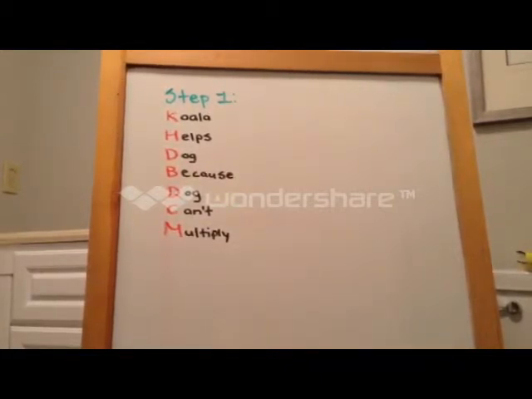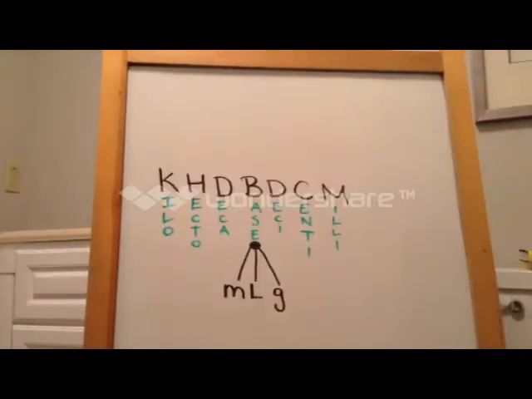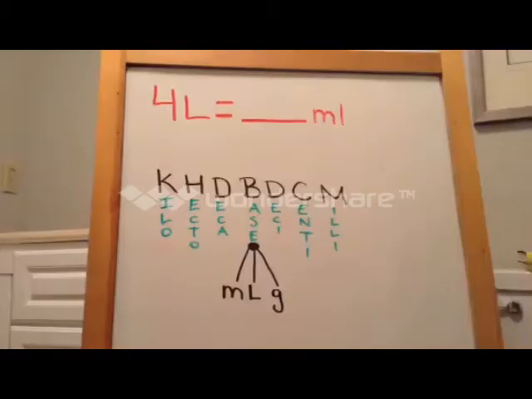Now what do you do with this? Well, here, I'll show you. As you can see, I've lined up all the letters. Underneath, I've also written kilo, hecto, deca, base, which stands for meters, liters, and grams, deci, centi, and milli. Let's get down to our problems. 4 liters equals how many milliliters?